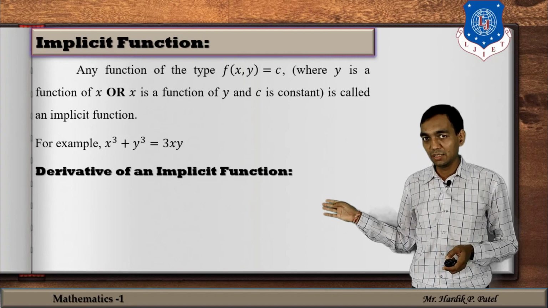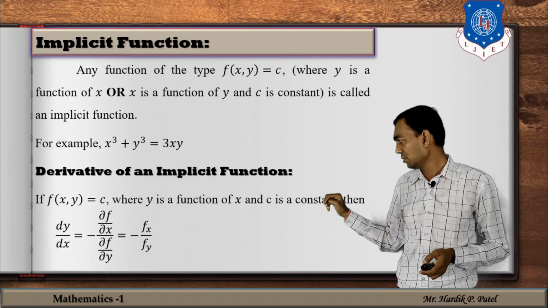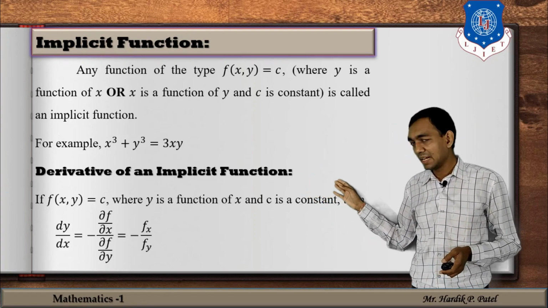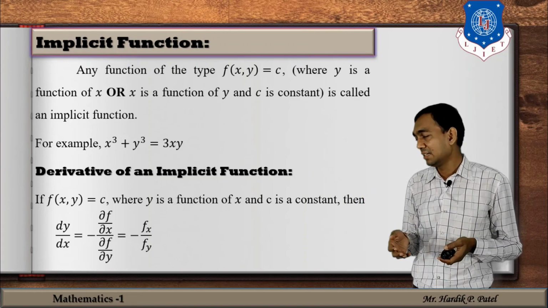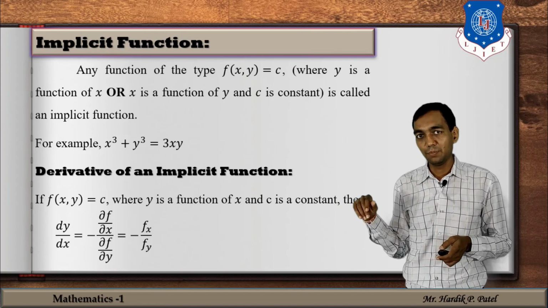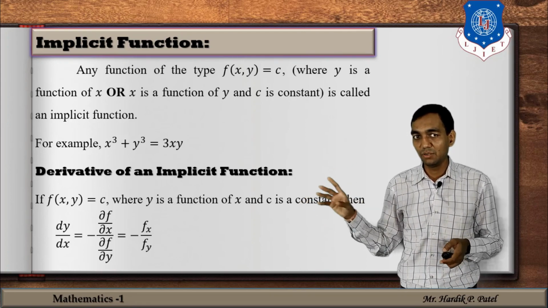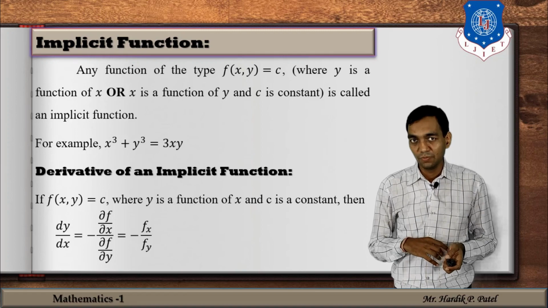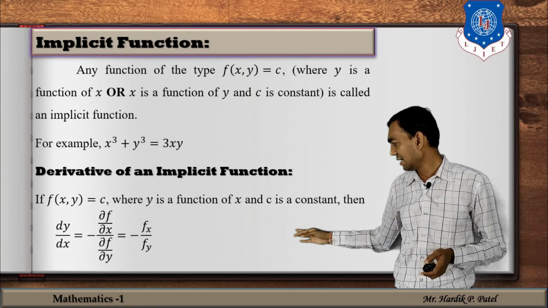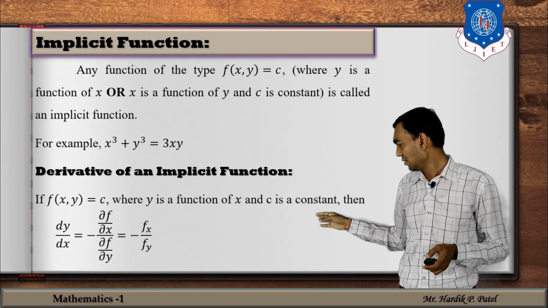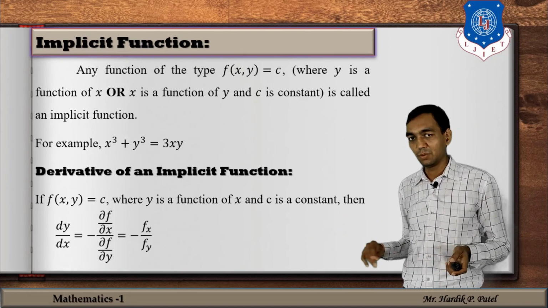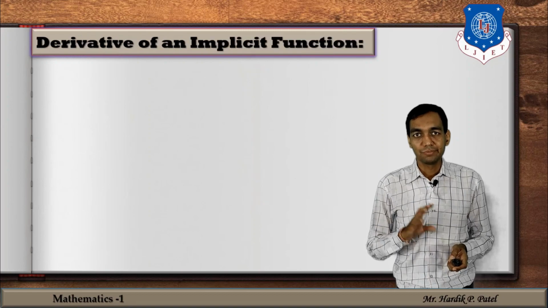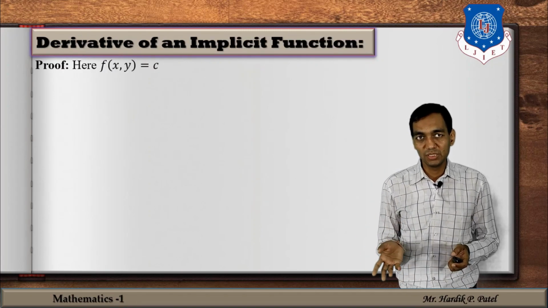So if you are finding the derivative of an implicit function, then if f of x comma y is equal to constant is an implicit function, and we are considering that y is a function of x with first order partial derivative not equal to 0, then in that case dy by dx is equal to minus del f by del x divided by del f by del y, that is equal to minus fx upon fy. Okay, and the proof is very simple.